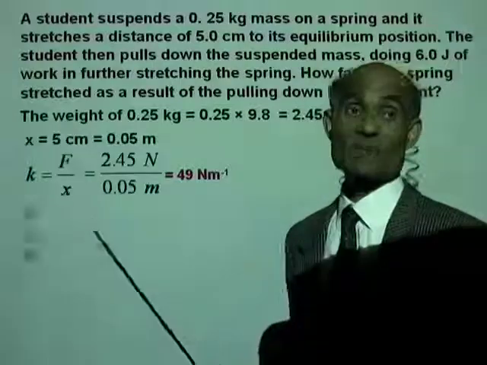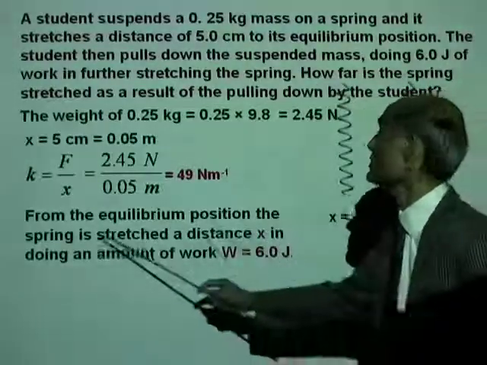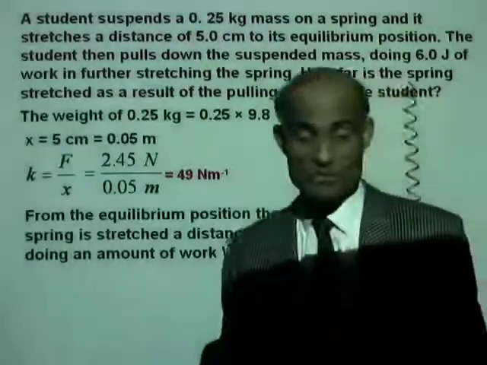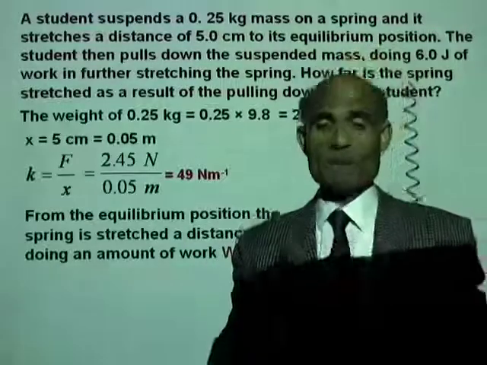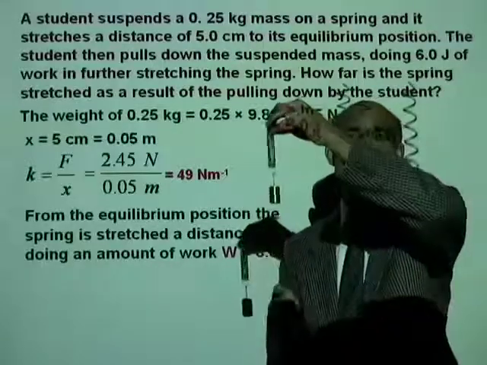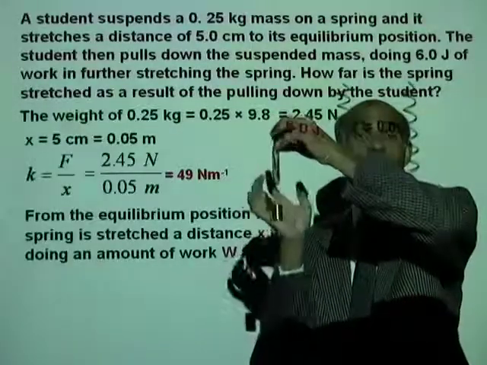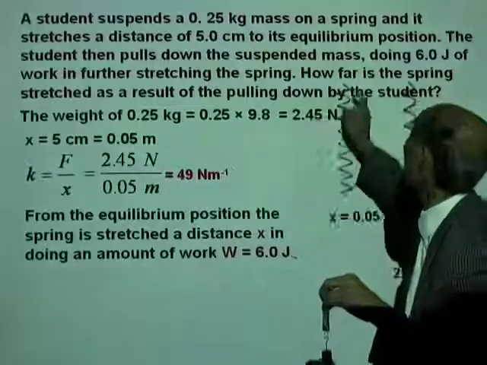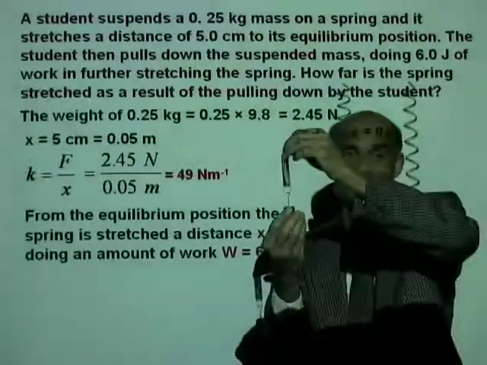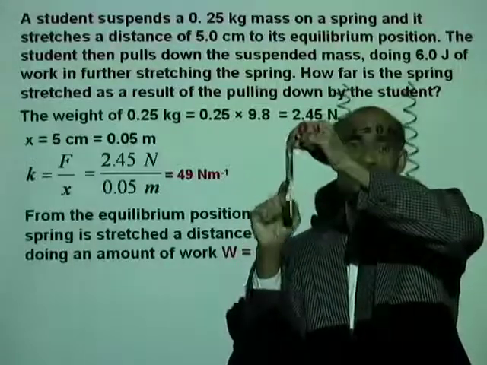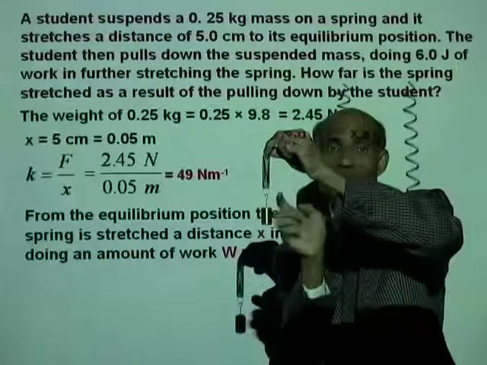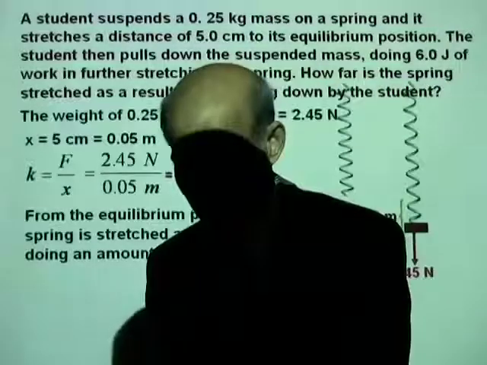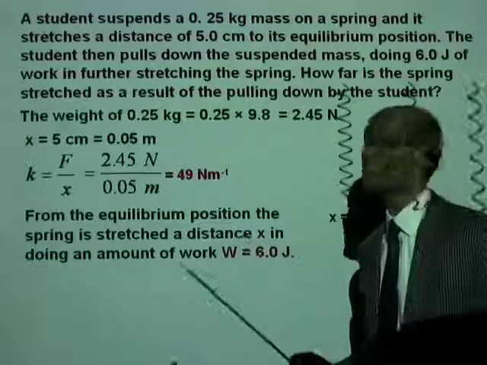Alright, let's now take the second part. From the equilibrium position, the spring is stretched a distance x in doing an amount of work W equal to 6 joules. If this is the equilibrium position, now we're going to say x equals 0, and the student applies a force doing a certain amount of work. How much? 6 joules of work in stretching the spring. We need to find how much the spring is stretched from this equilibrium position so that 6 joules of work is done. We know the work, we need to find the distance x.